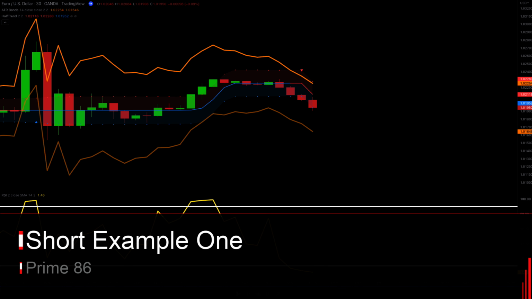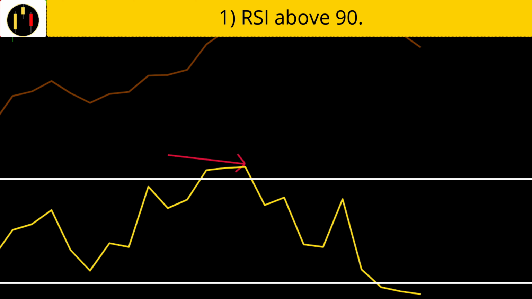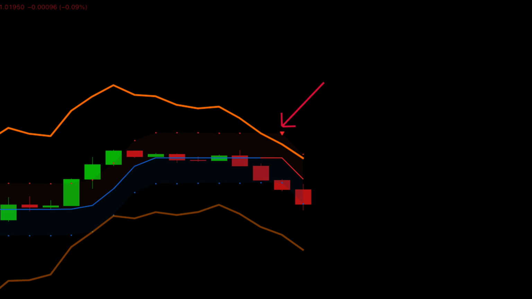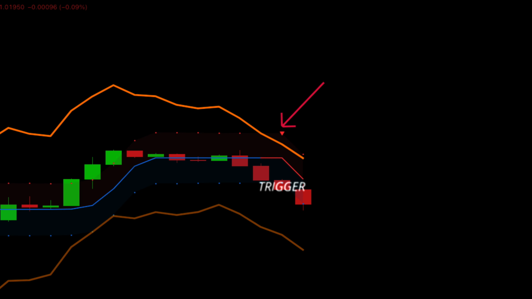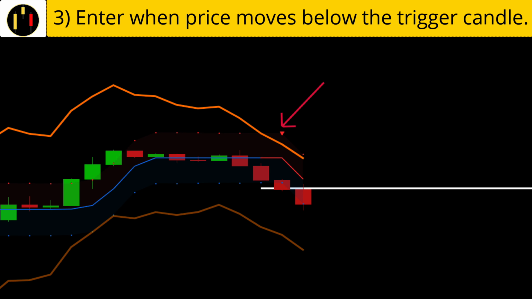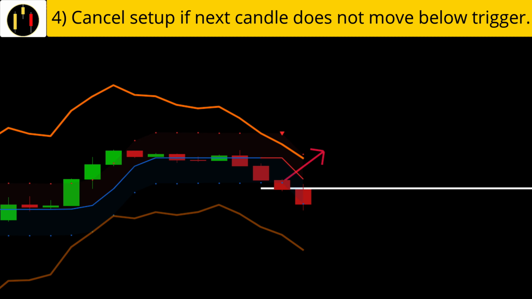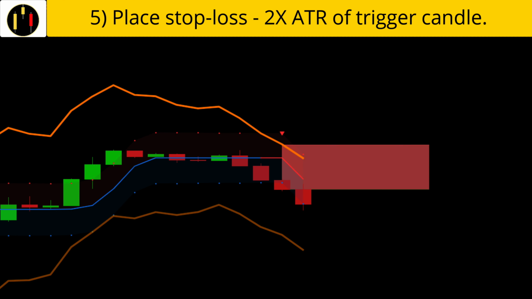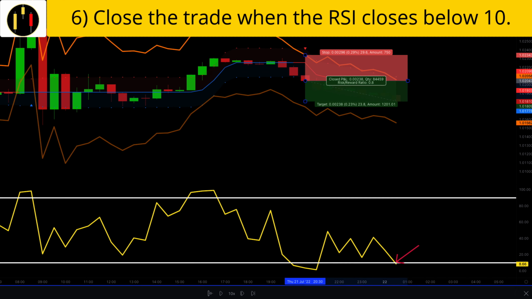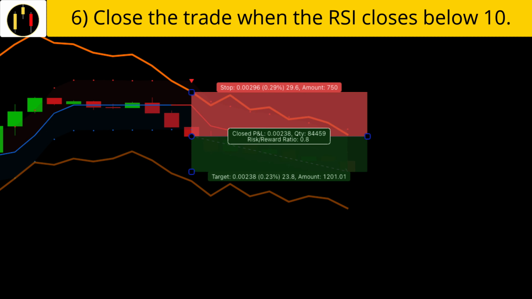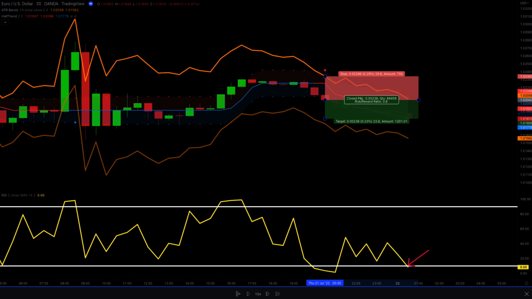This is what I will test for shorts. First, the RSI must be above 90. Second, we are looking for a half trend sell signal as signified by this downward triangle. This is our trigger candle. Enter when price moves below the trigger candle. Cancel the setup if the next candle does not go below the trigger candle. The stop is placed at 2 times the ATR above the trigger candle, and the target is dynamic. And we close the trade when the RSI goes below the 10 level with a risk to reward of 0.8. I have one more short example.